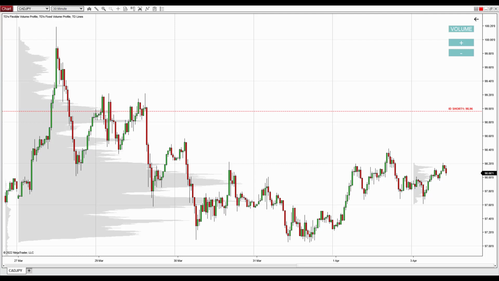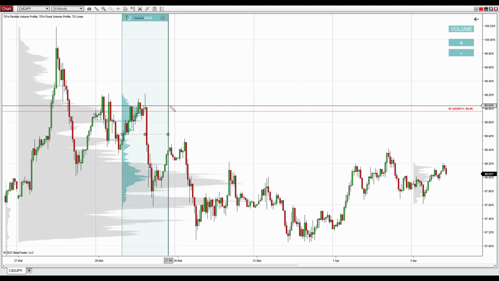Let's now check out the charts. The first trading idea that I'd like to show you is on the Canadian dollar Japanese yen. This is a 30-minute chart of the Canadian dollar Japanese yen, and the thing that I wanted to talk about is a strong day trading resistance in here at 98.96. This resistance is based on this.